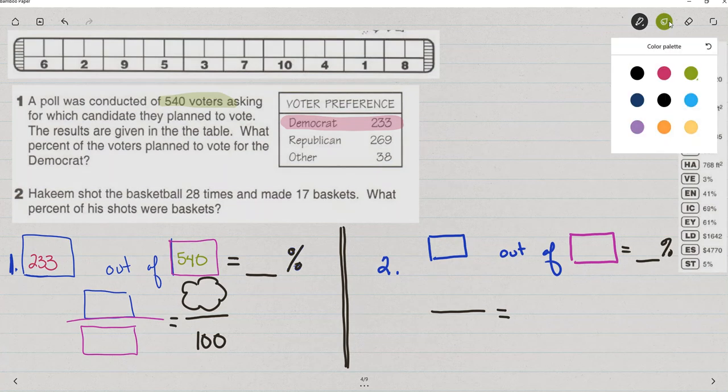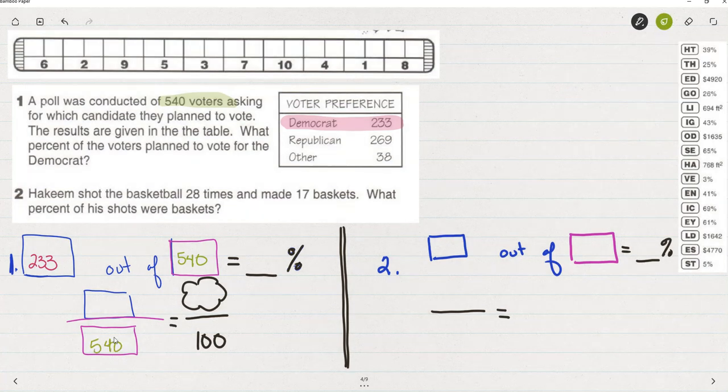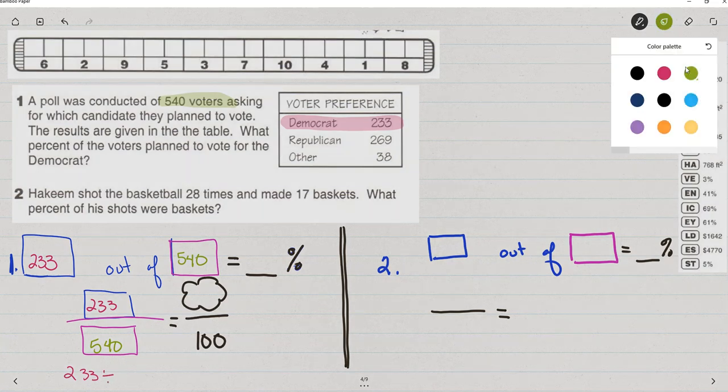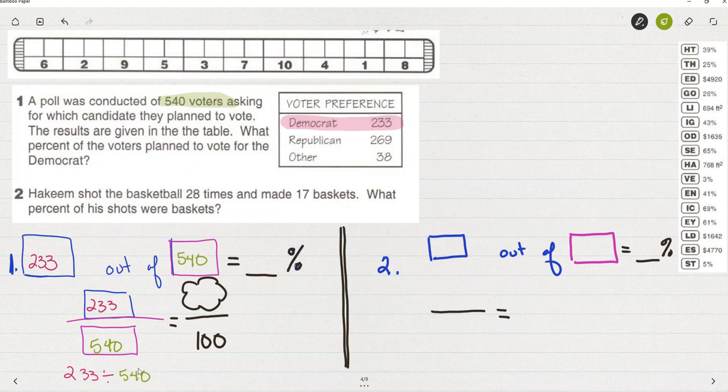And when I write that as a fraction, I can see that is the same as 233 divided by 540. And when I do that on my calculator, 233 divided by 540, I get approximately 0.4314, rounded to the nearest hundredth, 0.43. So we're looking at 43%. So from this poll, we can see that 43% of the voters voted for the Democrat.